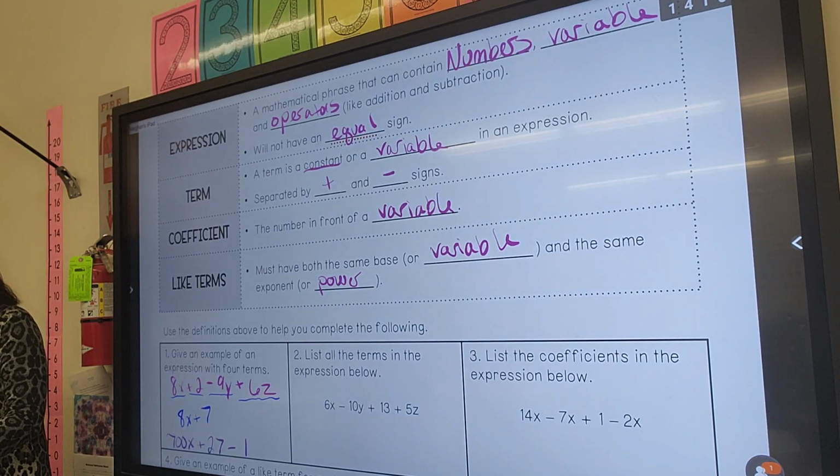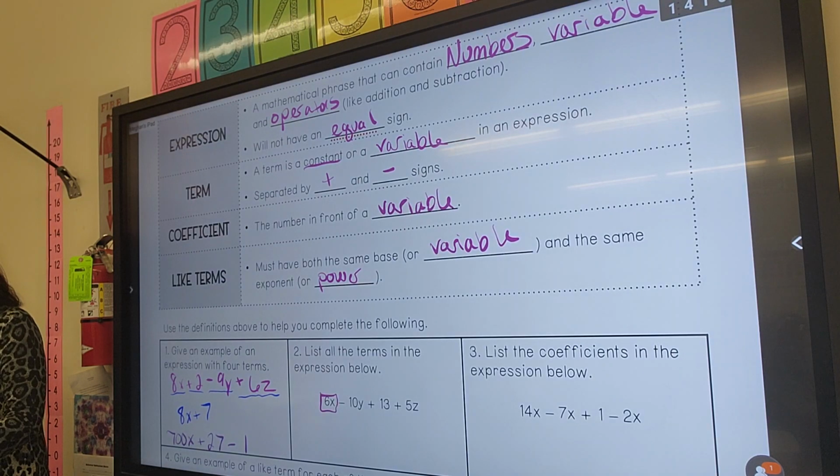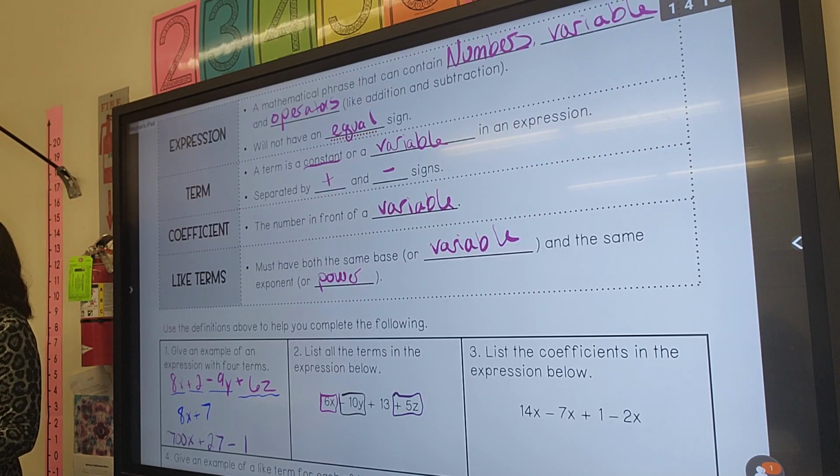So, one term would be 6x. Another term would be minus 10y. Yep. Can somebody tell me another term? Logan? Plus 5z. I'm glad that you included the operator. It's very important to include the plus or minus sign. What's the last term in that expression, Chris? Plus 13. Very good.